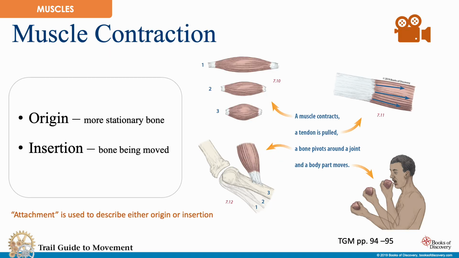Muscle contraction is described using 2 main attachment points: origin, which is usually the more stationary bone; and insertion, the bone that moves during contraction. Sometimes you'll hear the word attachment, which can refer to either one. Understanding origin and insertion helps you predict movement. If you know what bone is fixed and what bone moves, then you know what the muscle does.